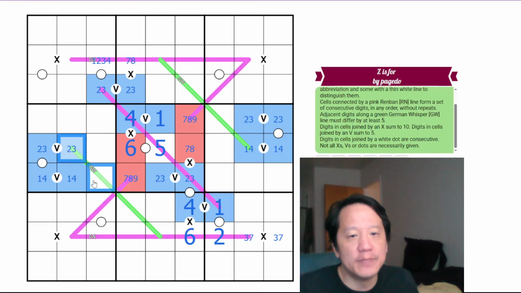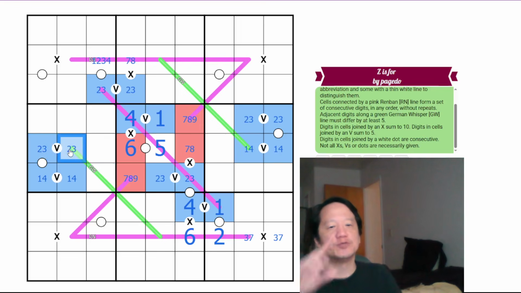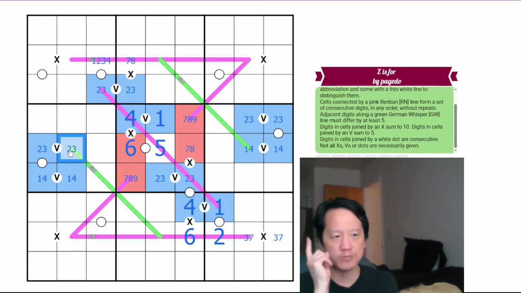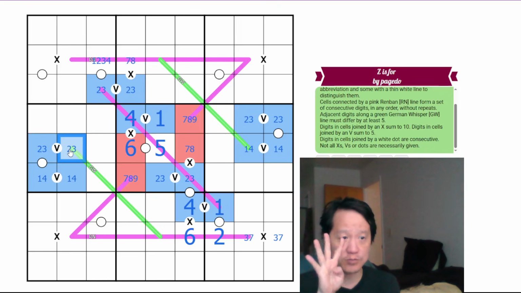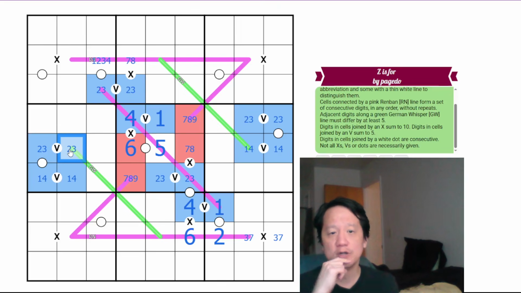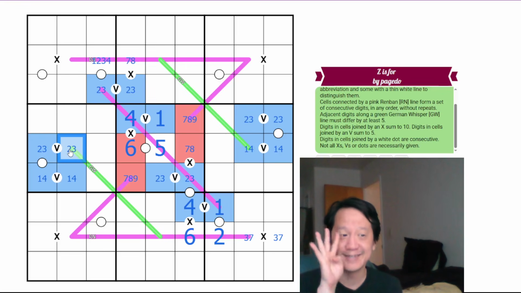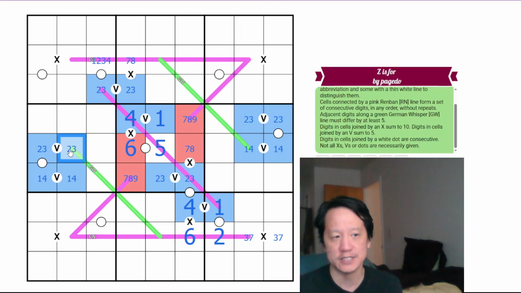One thing about Whisper 5 lines is you'll always alternate between low digits and high digits on the Whisper 5 line. The low digits being 1 through 4, the high digits being 6 through 9. And the reason why you know that is what digits can be next to a low digit, which is 1 through 4. 1 can be next to 6 through 9, 2 can be next to 7 through 9, 3 can be next to 8 or 9, and 4 can be next to 9 only, which are all high digits. So next to a low digit must be a high digit.